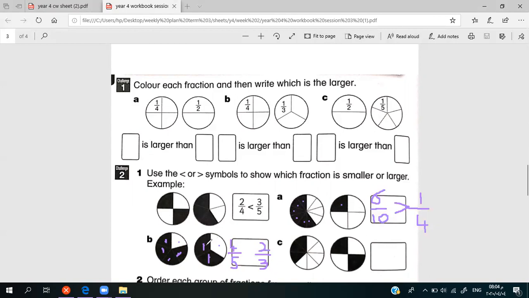With your eyes, is it bigger if I take all this, or if I take these? Definitely the 4 from the 5. Can you pause me and answer number C, please, on your own, and come back to see how we do it?